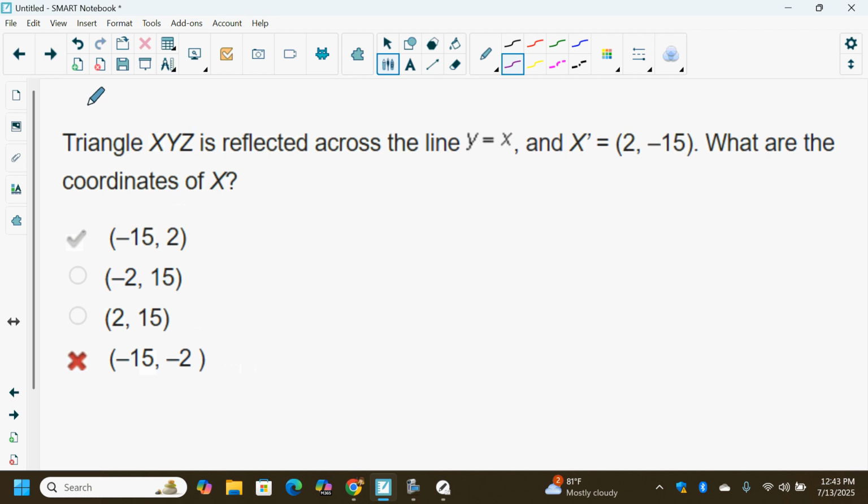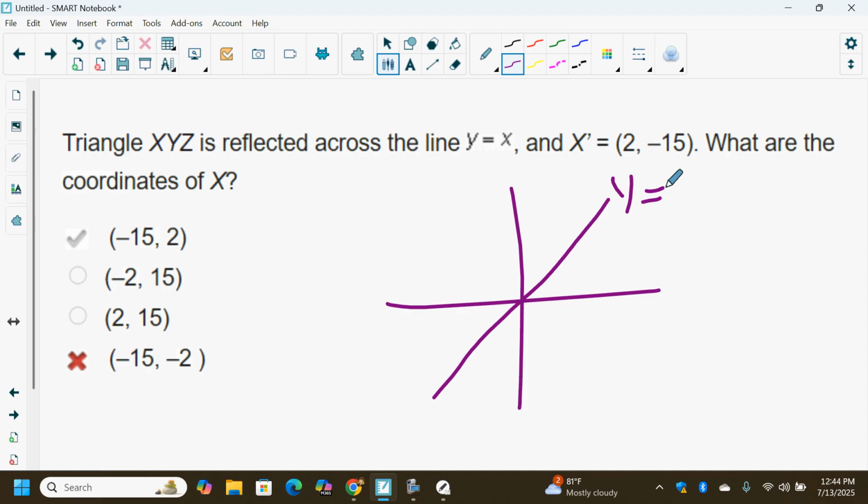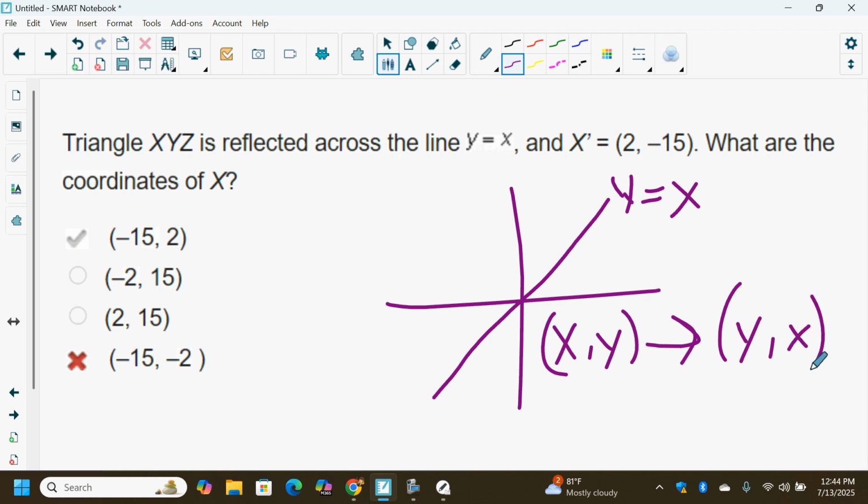Okay, triangle XYZ is reflected across the line y equals x, and X prime equals (2, negative 15). What are the coordinates of X? So when we reflect something over y equals x, which is this line, the coordinates flip, but it's not a rotation, so they don't become their opposites. They just reverse. So (x, y) becomes (y, x). That's why this was the correct answer, because it just flips them around.